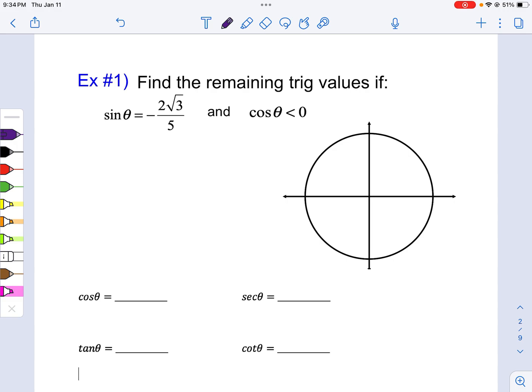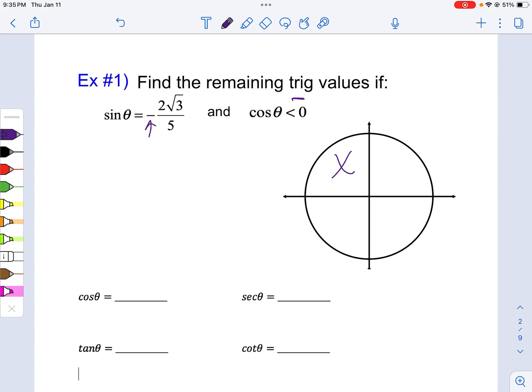All right, so in the first example, we are given the fact that sine is equal to negative 2 root 3 over 5. And we know that cosine is less than 0, or basically that cosine is negative. So the first thing we need to do is figure out what quadrant to draw this triangle or this angle in. All right, so again, we know that sine is negative.